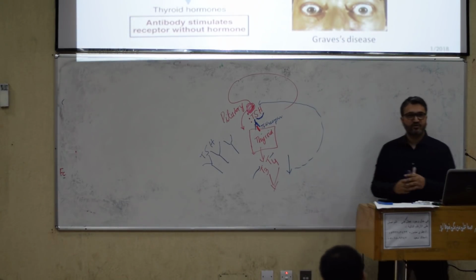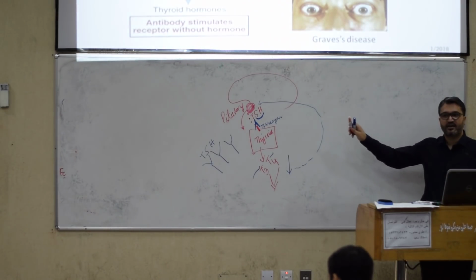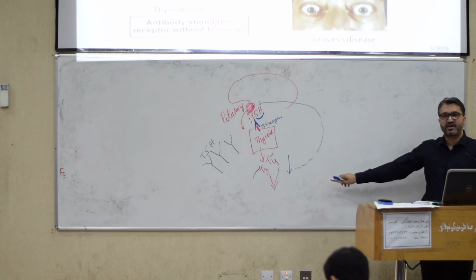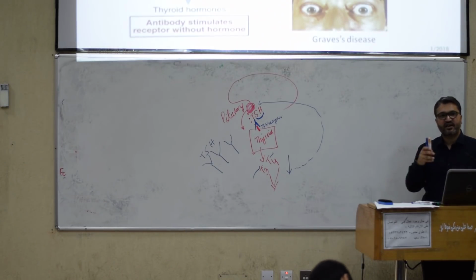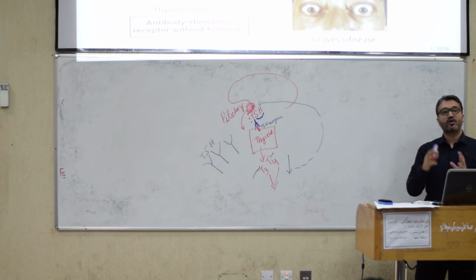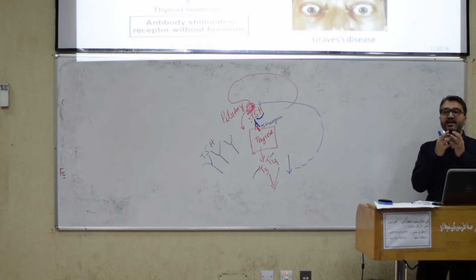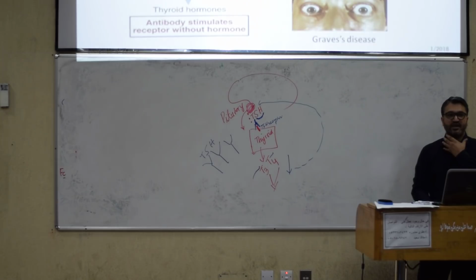Does it make sense to you? So when these antibodies bind, it's a false signal. Your body doesn't need T3 and T4, but this antibody just binds and tells the thyroid gland to keep producing hormone. Because of this abnormal functioning, the thyroid gland size will increase. So you can see in the neck there is a bulging, huge size of the thyroid gland.